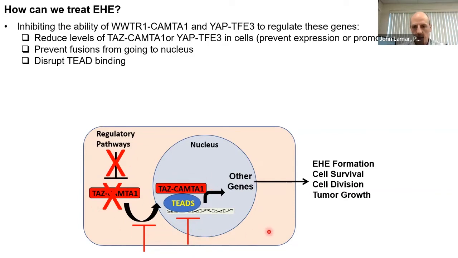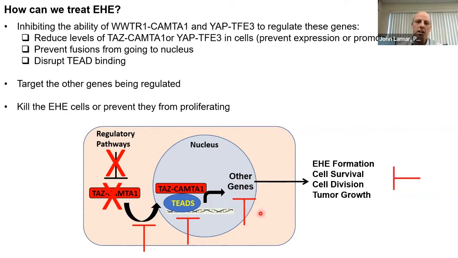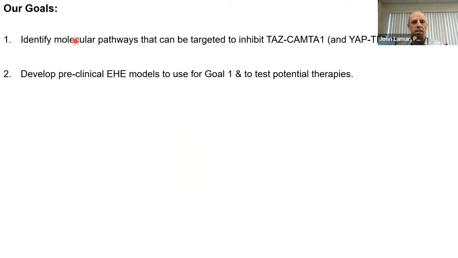But of course, you can also think about treating EHE in other ways as well. That involves trying to identify some of these other proteins that are being regulated by the fusion proteins and block their function, as well as just treating cells or patients with drugs that will kill the EHE cells or at least prevent them from dividing. That may occur through a pathway that's completely independent of this pathway, but still be an effective way to treat the disease. But again, we're focused really on trying to block the function of these fusion proteins. So that's basically the goal of this initial work in my lab.